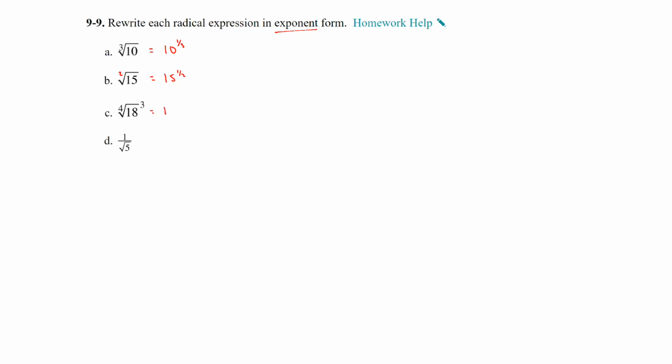On this next one, we have 18 raised to. Now the 4, just like the 2 and the 3 above, represents your denominator, and then the 3 on the outside is your numerator, so that'd be 18 to the 3/4.